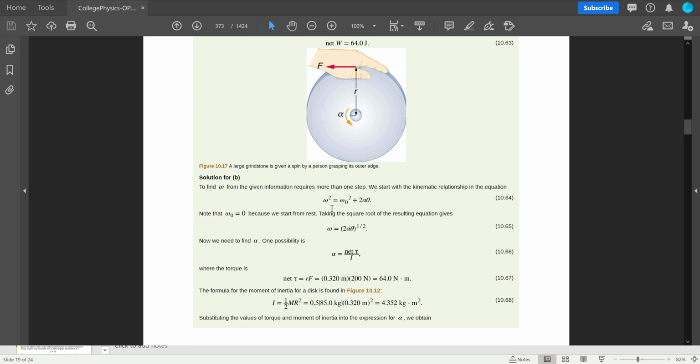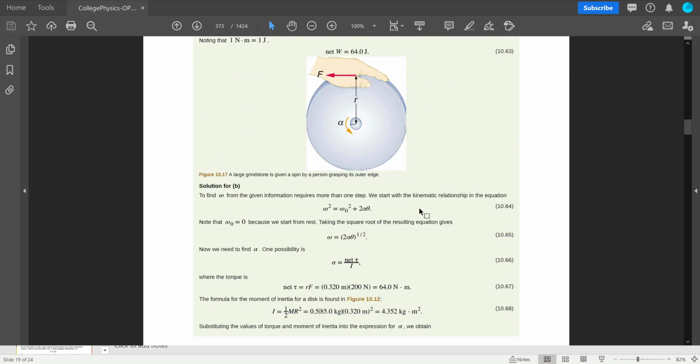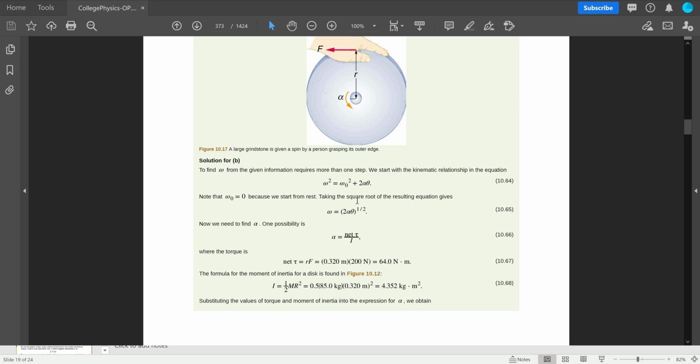And for B, now we are looking to find our final angular velocity. So we have omega squared is equal to omega naught squared plus 2 alpha theta. We know it started from rest, so omega naught squared is 0. All we have to do here is really just square root it. This is 0, so omega equals the square root of 2 alpha theta.